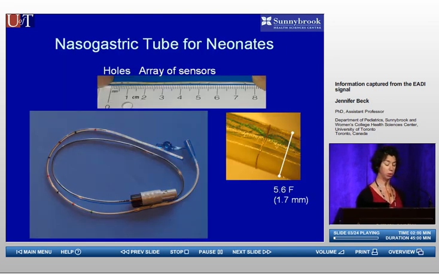Here is a photograph of the prototype catheter we're using in the babies in our unit. It is 5.6 French in size, and you can see that the interelectrode distance compared to the adults is much smaller. We're using about 5 millimeter or 6 millimeter interelectrode distance. And so for babies that are 1,200 grams or less, we use catheters this size in our unit.